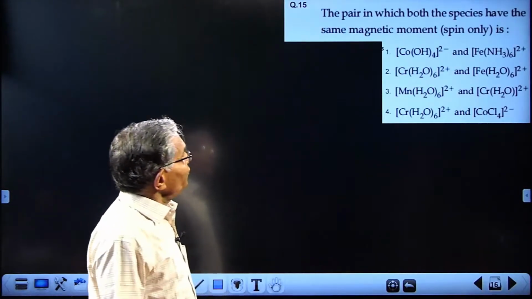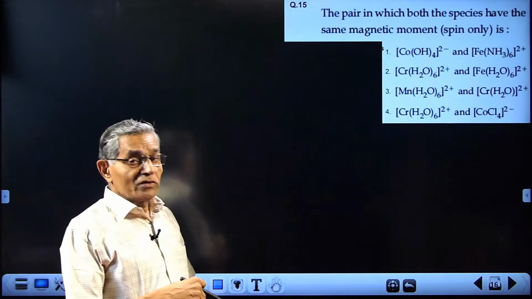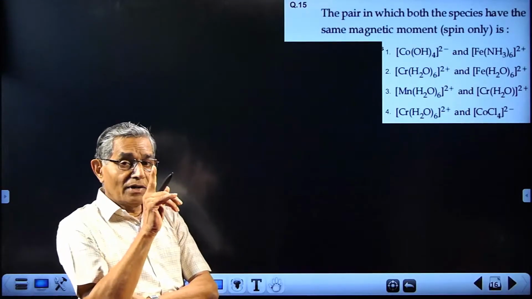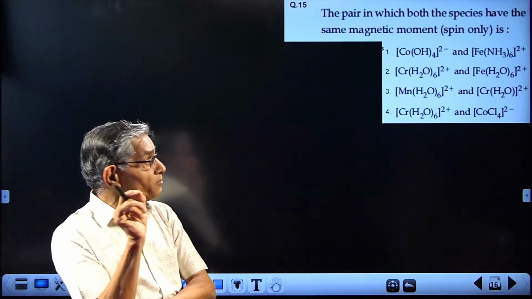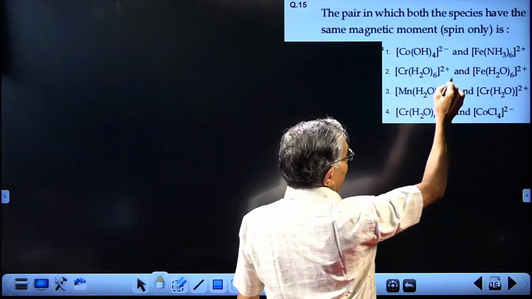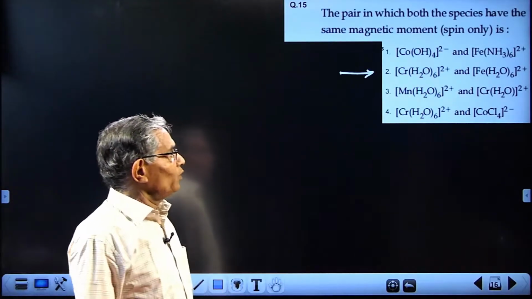Next, question number 15. The pair in which both species have the same magnetic moment. You have to calculate. It's from the ligand field splitting or crystal field splitting method. Consider the ions given. First I will give you the answer, then I will show you how you get the answer.